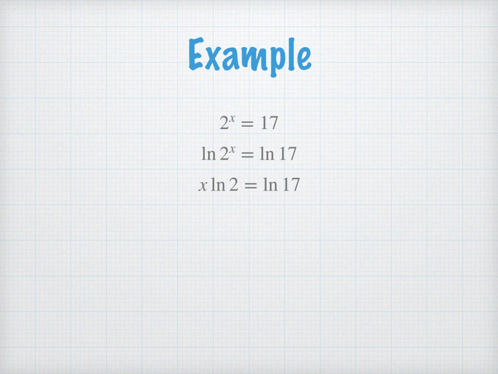Solve for x by dividing both sides by natural log of 2. So we have x equals natural log 17 divided by the natural log of 2. Notice that there's a natural log in both the numerator and denominator. This is not the same as natural log of 17 over 2. So please make note that this is natural log 17 over the natural log of 2.